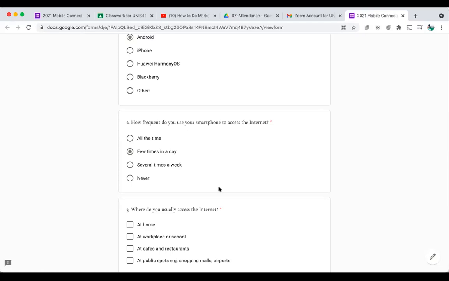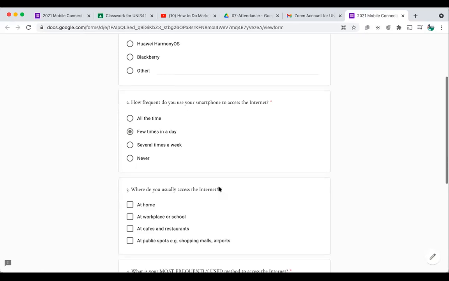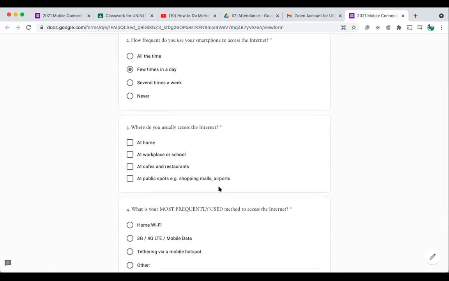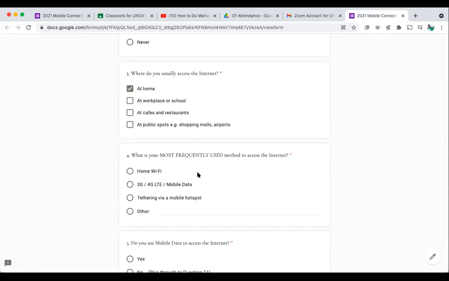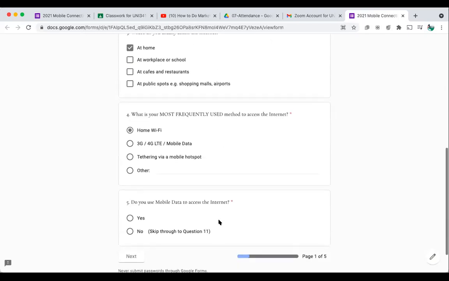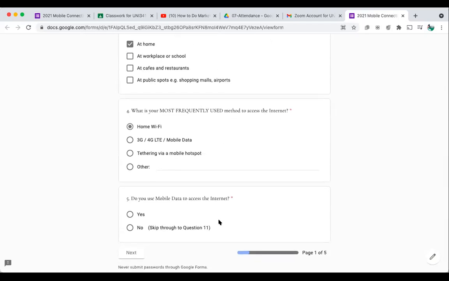So typically, maybe for me, it's a few times in the day. But it could be different for you, right? So it could be all the time for you. So where do you actually access the internet? Of course, at this point of time, it's at home because I cannot go out. So it's at home. What is your most frequently used method to access the internet? Home Wi-Fi, right? So I use home Wi-Fi a lot.